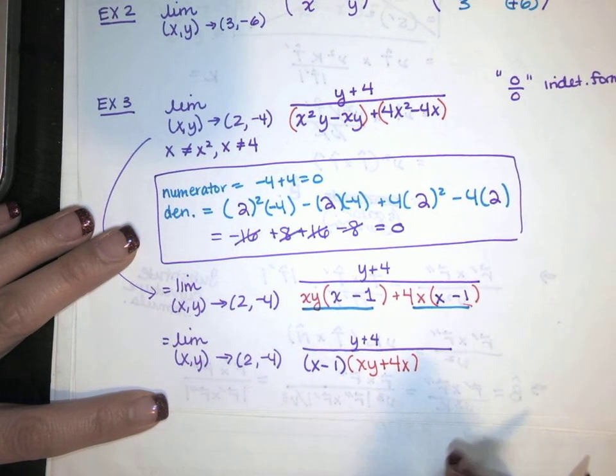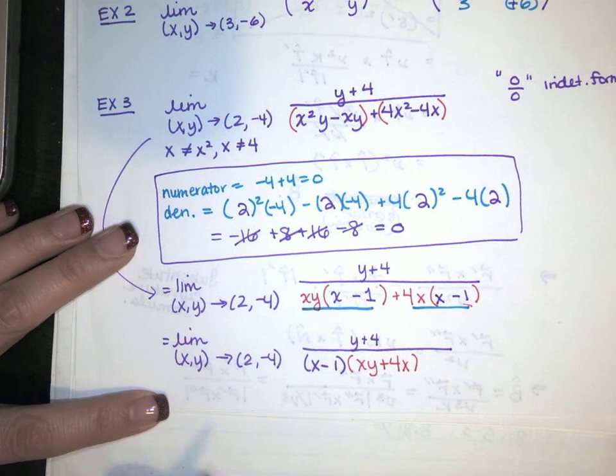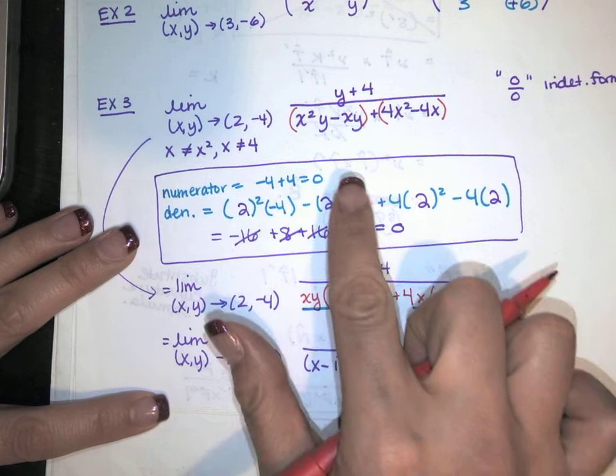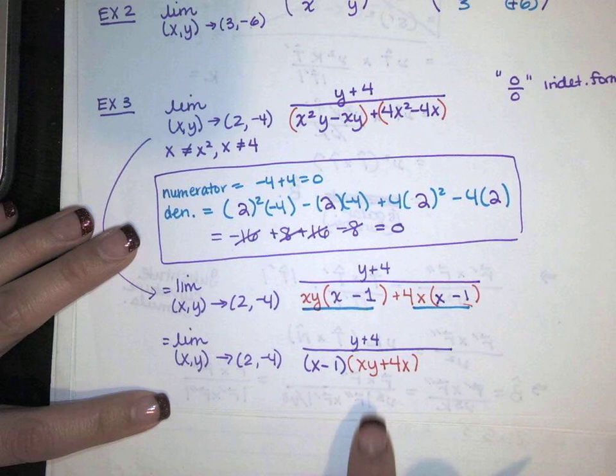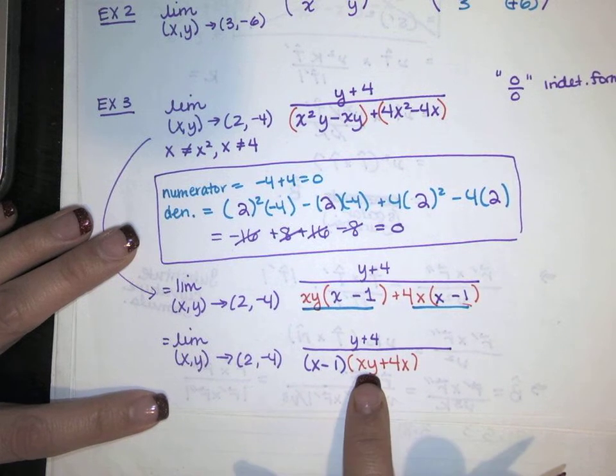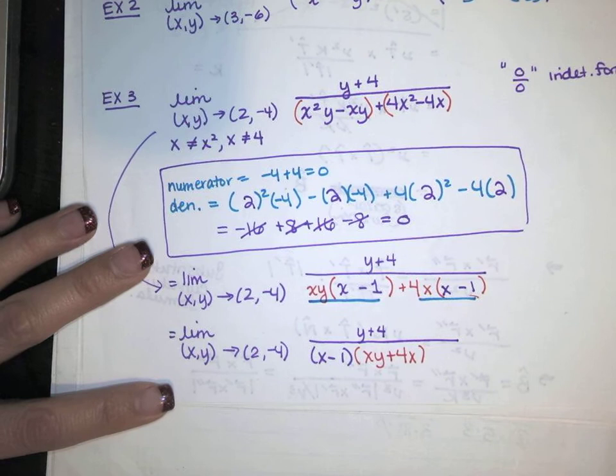Now, at this point, I might be disappointed because I don't see anything canceling. So I ask myself, okay, is there anything I could factor further? I don't know how I missed it earlier, but all these guys had an x in common. I could have factored that out from everything first. I missed that, but I didn't miss it down here. Look at the xy and the 4x. I could factor out an x from that. So I'm going to factor out an x from that.